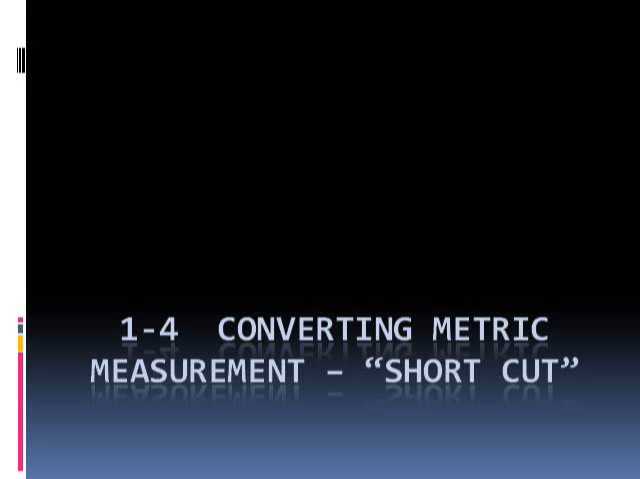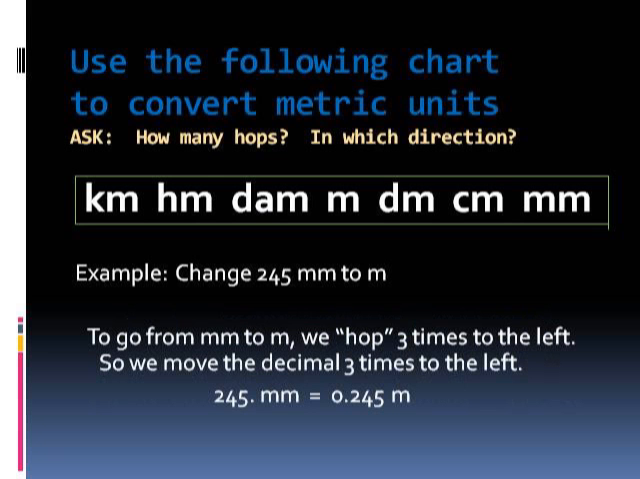All right, this is our shortcut for converting metric measurements. We talked about this in lesson 4, and we talked about multiplying and dividing by powers of 10. This is the shortcut, or a different way to look at it. So we have two vital questions that we're going to ask ourselves each time that we are making a conversion. How many hops and in which direction?